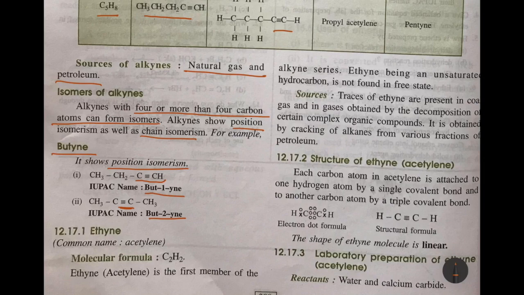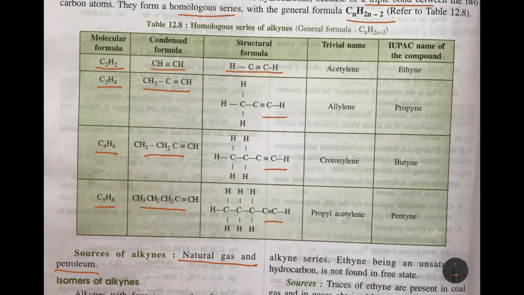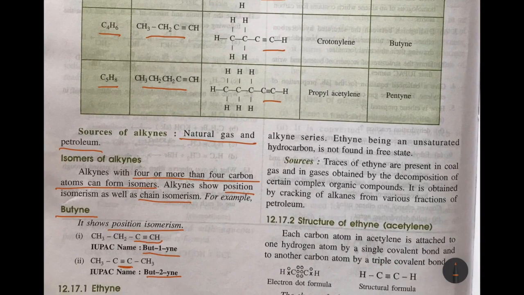Now talking about ethyne or acetylene, the molecular formula is C2H2. It is the first member of the alkyne series, as you can see here. It has 2 carbon atoms with a triple bond between the 2 carbon atoms. It is unsaturated. Since it is unsaturated, you will not find it free in nature. The sources of ethyne you'll find in coal gas and in gases obtained by the decomposition of certain very complex organic compounds. It is also obtained by cracking of alkanes from various fractions of petroleum.